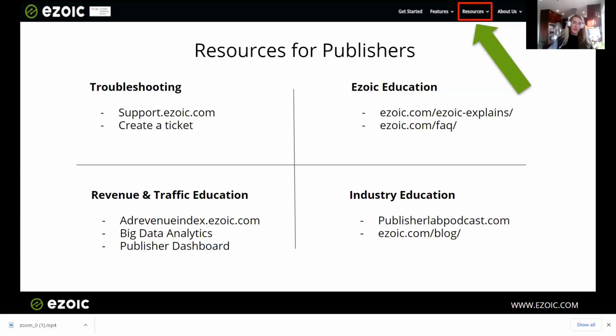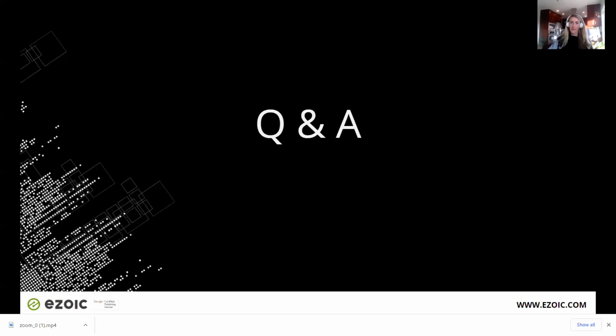And then we have revenue and traffic education. We have the ad revenue index. Like I mentioned, with ad rates dropping at the beginning of the year, always check those. If your earnings have gone down, it's probably likely due to ad rates. And then you guys have access to big data analytics in your publisher dashboard, and then industry education. We have a podcast, we have our blog section. So there's a lot of resources for you guys in there as well.